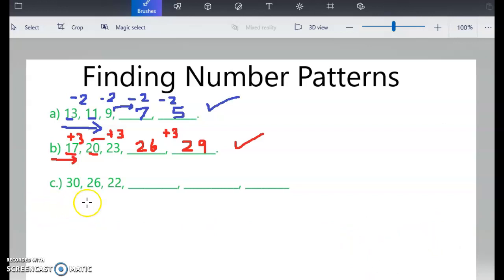So first we look to find out what is the pattern. What are they doing? Are they adding? Are they subtracting? It went from 30 to 26 to 22. So I can see that they are not adding, they are subtracting. So I'll put my little subtraction sign here.